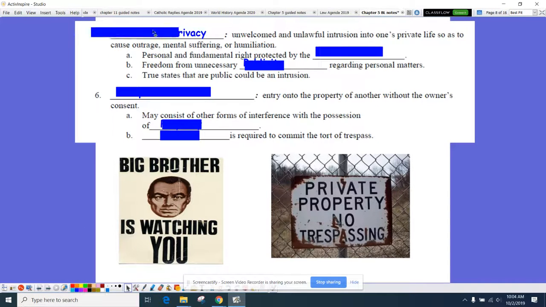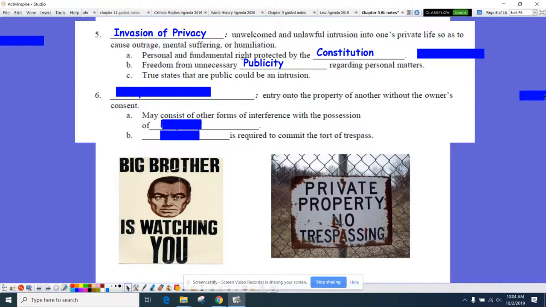All right, other forms that we need to talk about. Invasion of privacy. This would be the unwelcome and unlawful intrusion into one's private life so as to cause outrage, mental suffering, or humiliation. The personal and fundamental right to privacy is protected primarily by the Ninth Amendment to the Constitution, even though it's not specifically worded as a right to privacy, but that amendment has come to be known as a protection for that. Another aspect of invasion of privacy is freedom from unnecessary publicity regarding personal matters. If you don't want people to know, you should have a certain right to keep those things private.